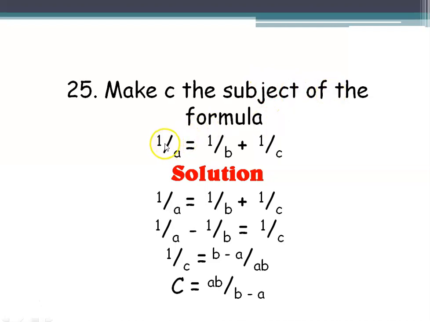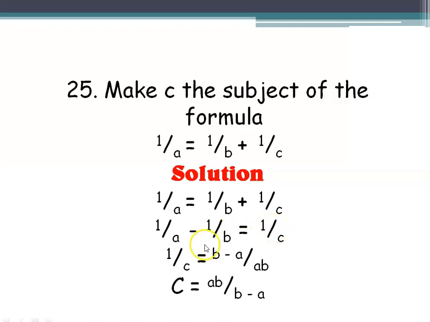Question 25 says make C the subject of the formula. In this equation, I have 1 over A is equal to 1 over B plus 1 over C. Remember, when I'm making a letter the subject of formula, I want all other numbers or letters that are close to it eliminated so that I have just that letter on that particular side. Alright, so the first thing I'm going to do, because I'm making C the subject, is move my 1 over B to my left hand side. If it is crossing the equality sign, it becomes negative. So 1 over A minus 1 over B is equal to 1 over C.